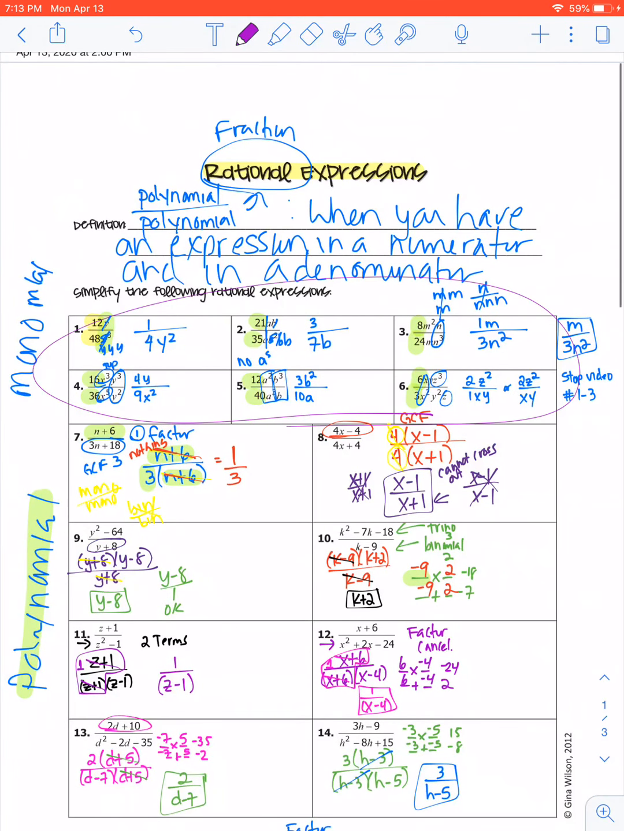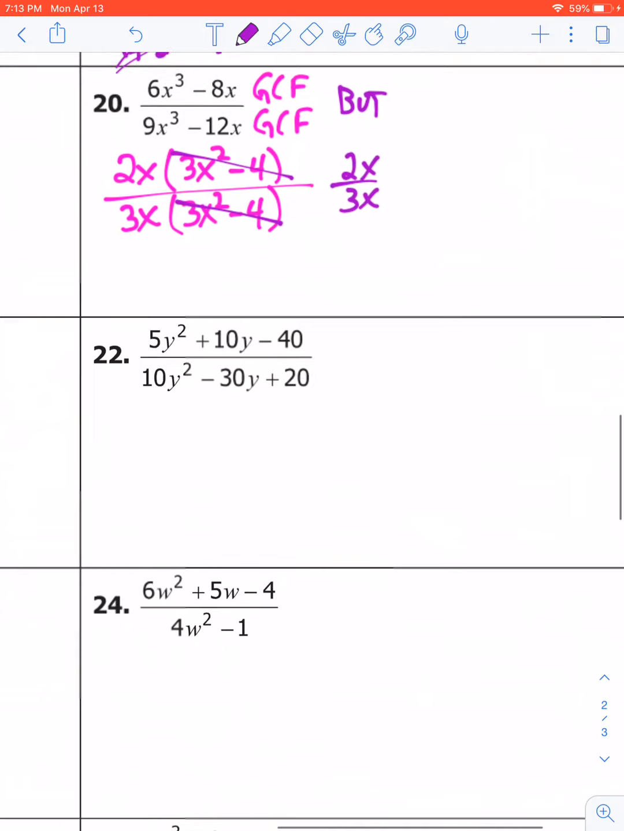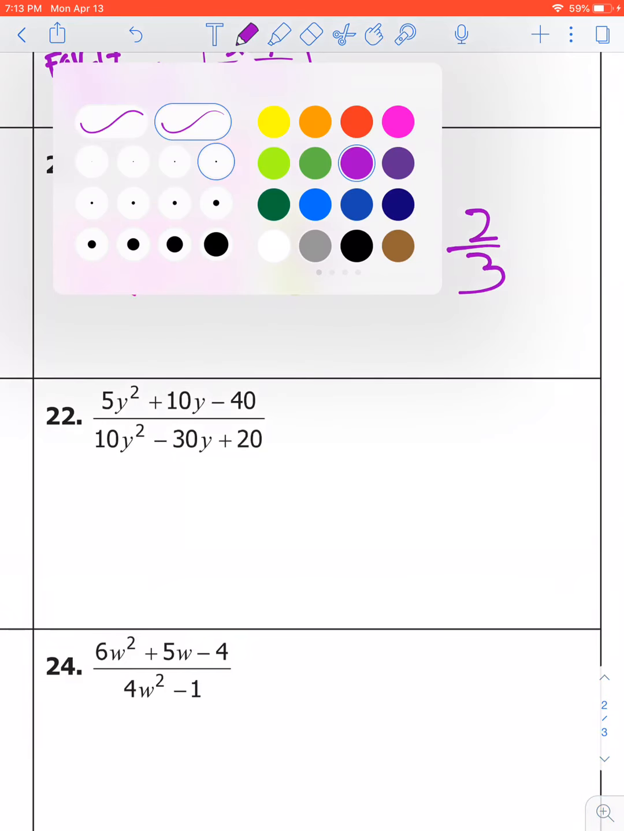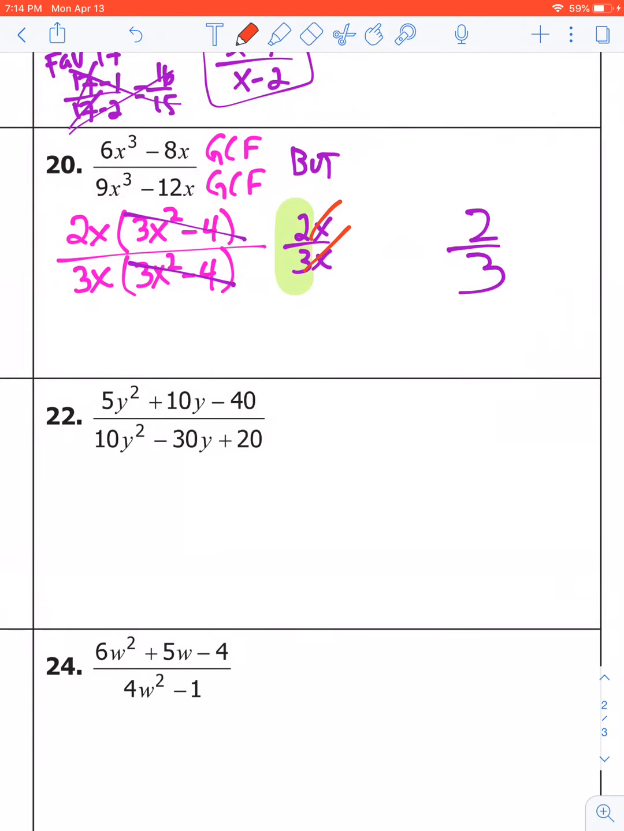This is a monomial over a monomial. So I look at the number portions, 2/3. That doesn't reduce, but x over x can cancel. So 2/3 is my final answer.